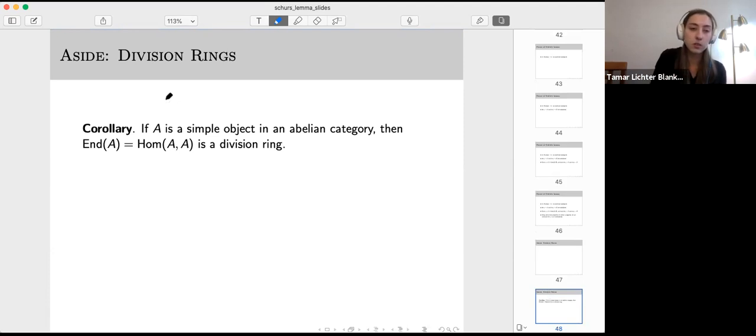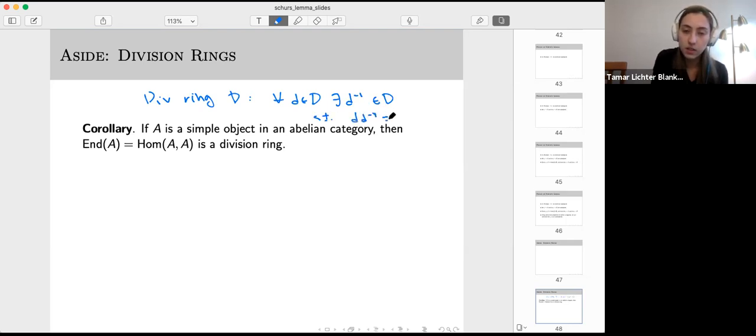So a division ring D is a ring that has the property that for any d in D, there's some d inverse in D. So it has a multiplicative inverse, such that d d inverse equals d inverse d equals 1, the one in the ring. If this was commutative, it would be a field, but division rings don't have to be commutative.